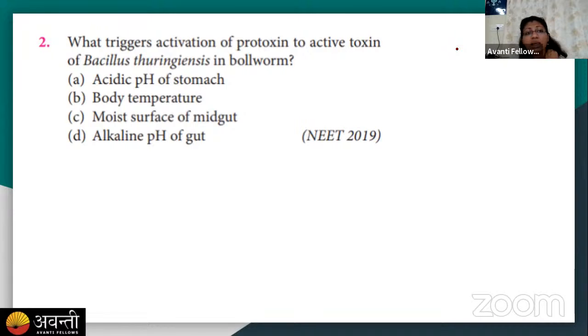Okay, so again I'm repeating your question. What triggers activation of protoxin to active toxin of Bacillus thuringiensis in bollworm? Bollworm is the insect, right? It is an insect pest. In this, the inactive protein which is present in BT cotton, BT brinjal, gets activated. Okay, very good. One of you has given answer option B and one of you has given option D. Okay, let's check it.